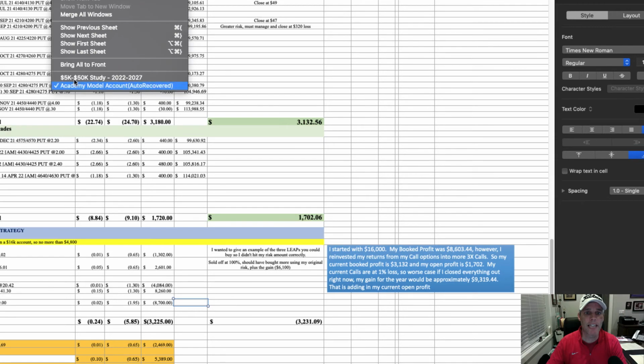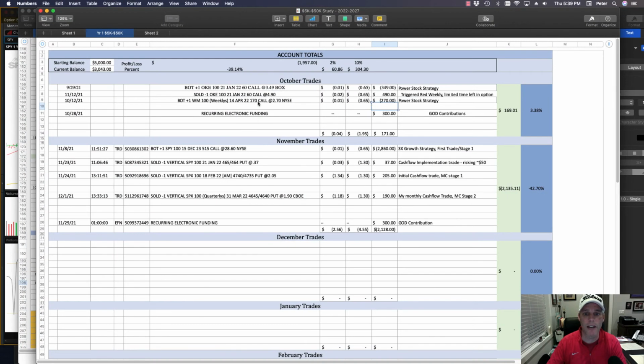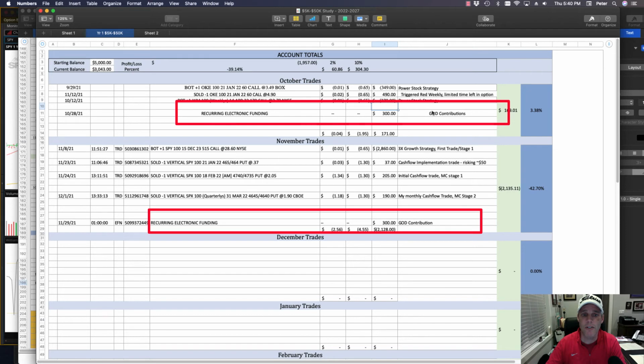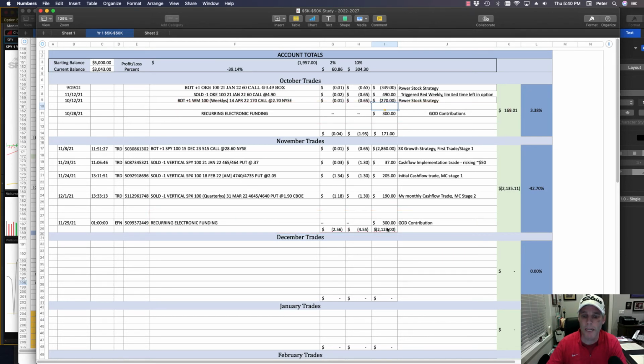Now, having said that, if we look at this, this is my 5K to 50K study that I'm doing in the Options Wealth Academy, where I am showcasing and modeling how I'm going to take a $5,000 account and turn it to $50,000. And you can see up in the top, it says 2022 to 2027, because I'm giving myself 5 years. That is the 5-year retirement plan. And you can see those God contributions showing up here, at $300 every month going into my account.